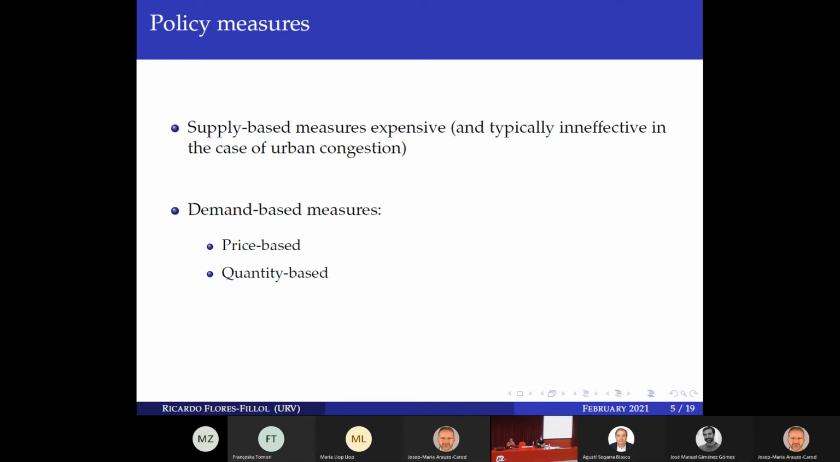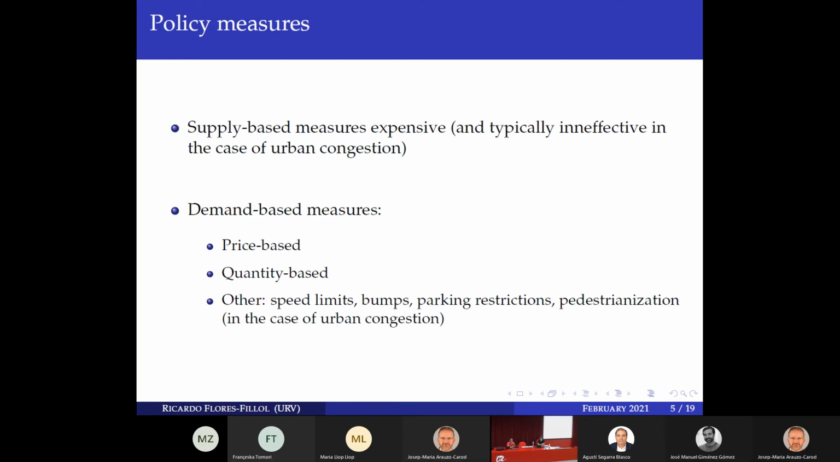The most popular measure being applied really widely in Europe is low emission zones. This is a so-called vintage-specific restriction because it depends on the age of the car, since older cars are more polluting than newer cars. So this is another quantity-based measure: you decrease the number of cars by banning older cars from getting into the city. Basically, you have these two families of policy measures.